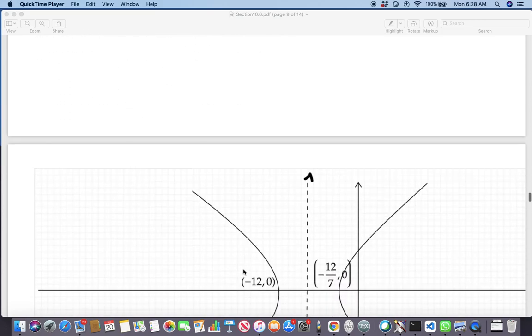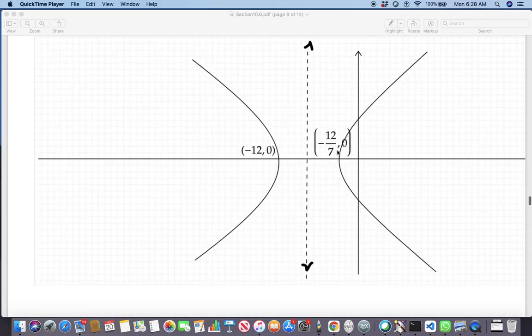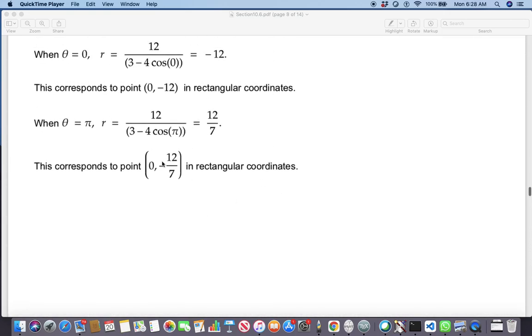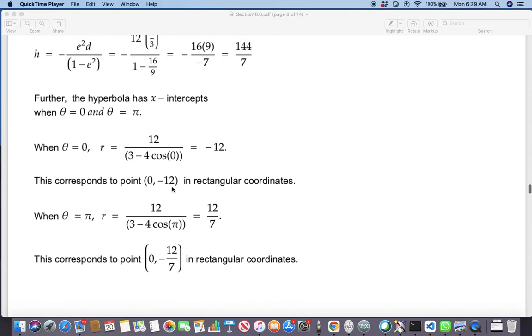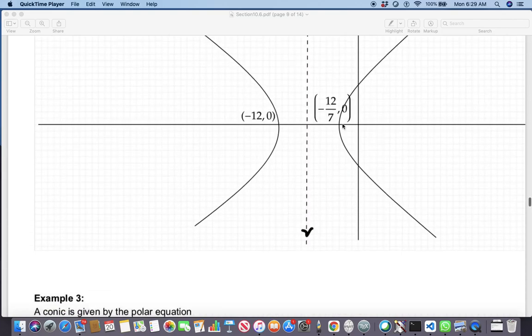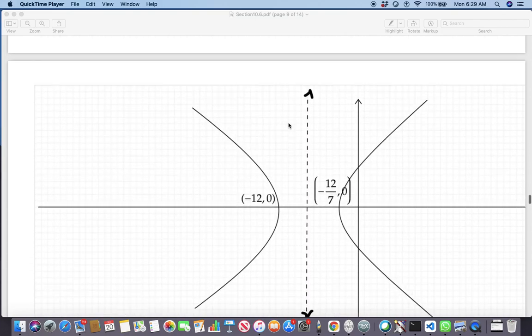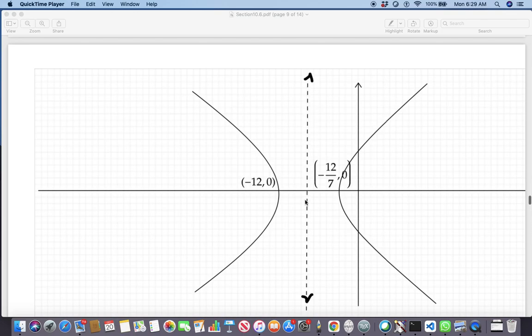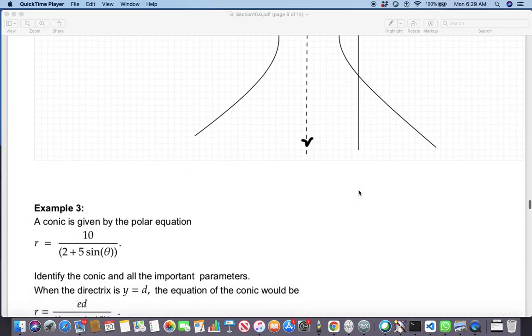This is incorrect, right? So that's your x-intercept, that's your x-intercept. So there is a mistake here. This should be the other way. Likewise, this should be the other way. These are your x-intercepts. Here is your axis, and that's your focus.